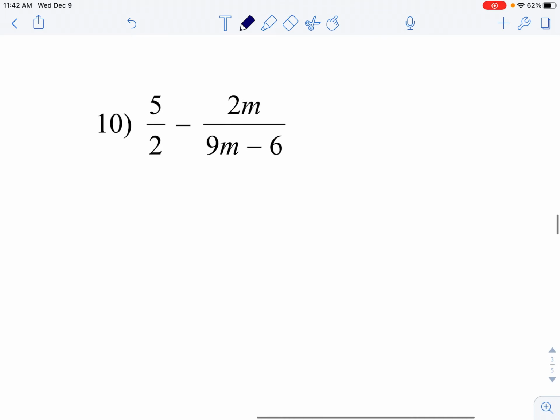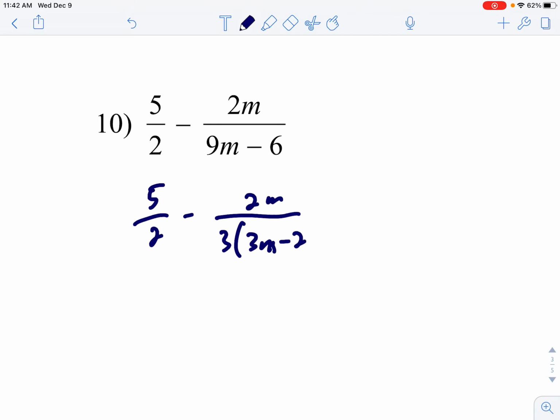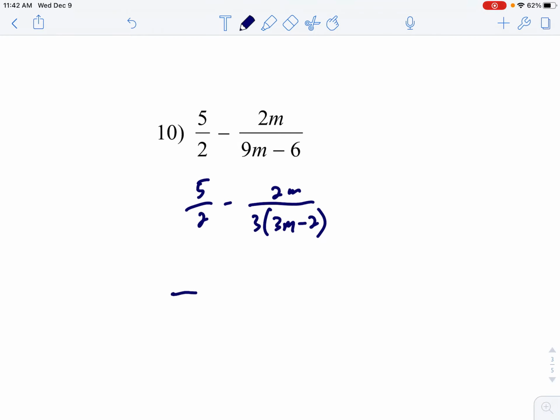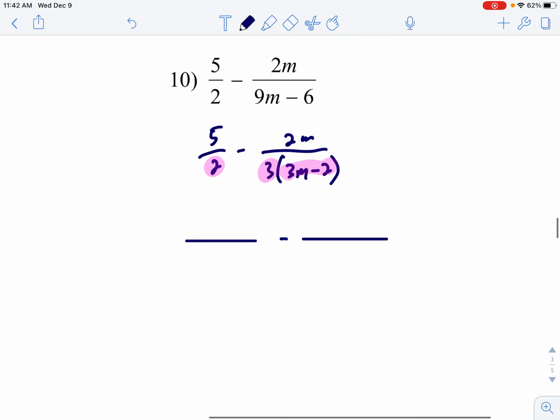Number 10. So factor if you can, and this one you can factor the denominator. Factor out a 3, you get 3m minus 2. Okay, my common denominator. It has to be divisible by 2 and 3 and 3m minus 2. It has to have all those components in it. So it's got to have a 2, a 3, and a 3m minus 2.